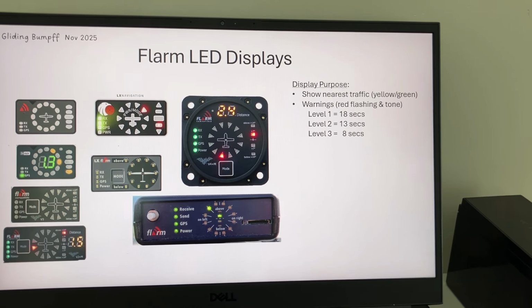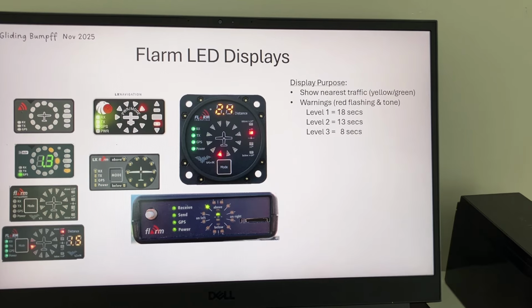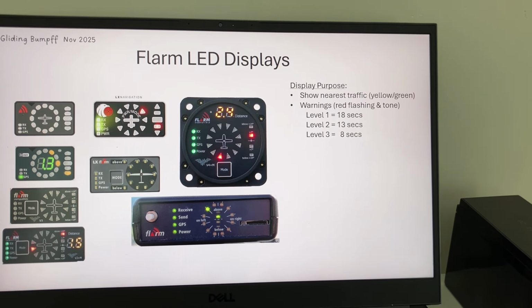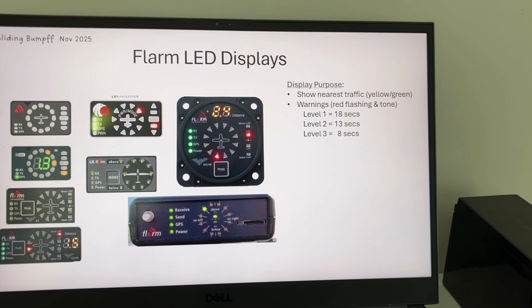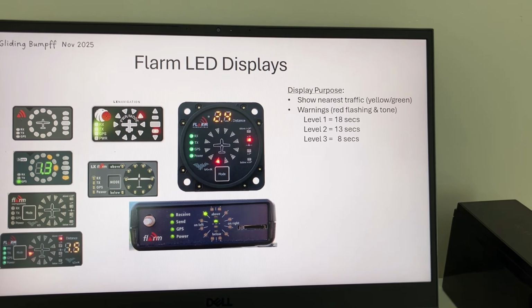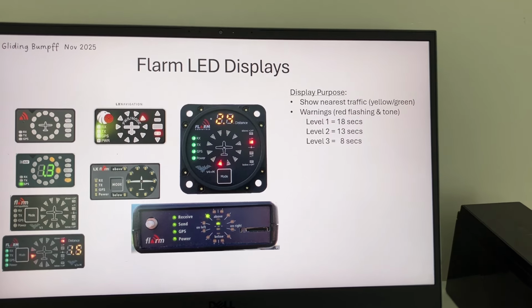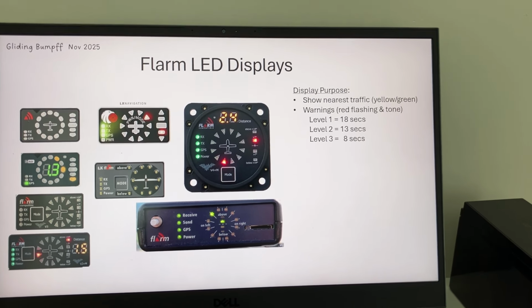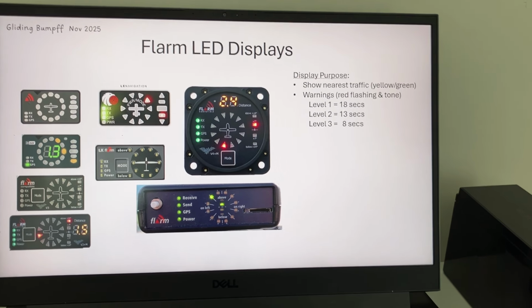Level 1, 18 seconds until a predicted collision. Level 2, 13 seconds to a predicted collision. And level 3, 8 seconds to a predicted collision. Now those times are sometimes stated differently by different manufacturers, so it's an approximation.